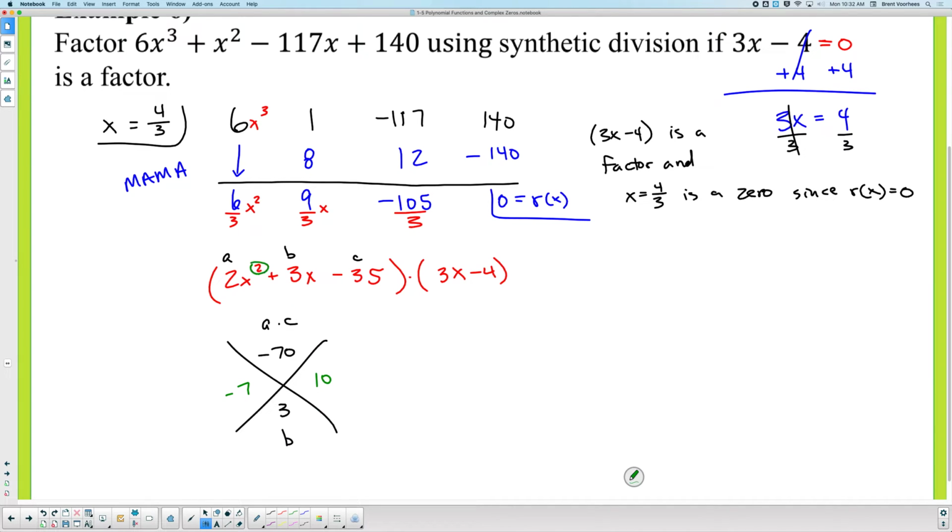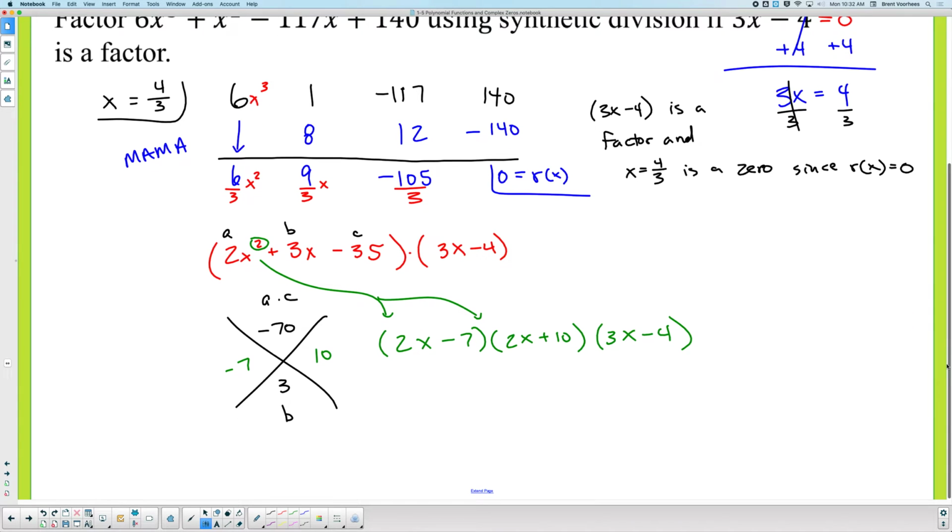So here we go again. We split our a-term power. So it's going to be a 2x. Just split the power. A 2x minus 7 and a 2x plus 10, times 3x minus 4. And this will have one more error fix.